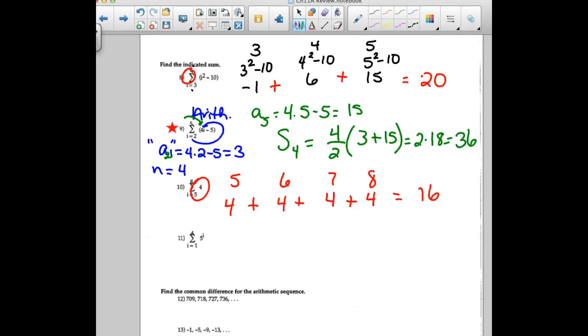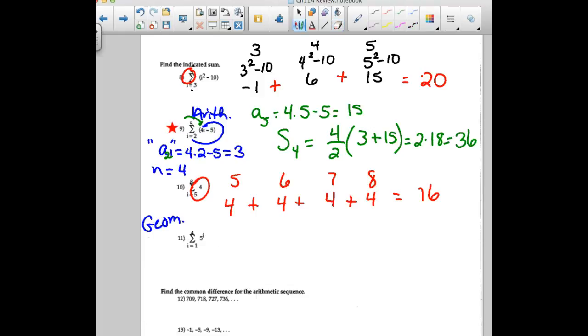All right, question 11. This one is geometric. How I know that is we are taking a number to a power. That's like r to the n minus 1 or r to a power. So this is geometric. So I'm going to go ahead and use my geometric formulas.